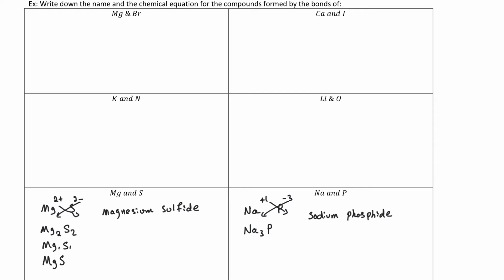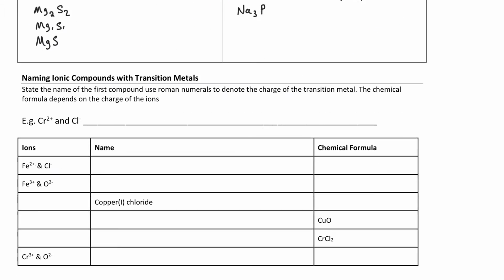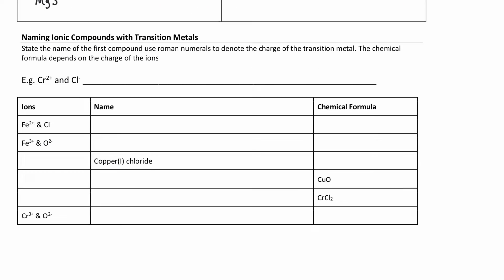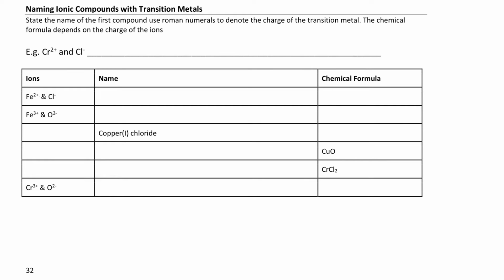10, 9, 8, 7, 6, 5, 4, 3, 2, 1. Alright, so now you can check your answers. You can pause the video, check it, and now we're going to move to the next section, which is naming ionic compounds with transition metals. So I'm going to move this up. And here's just the rules, so you can use the rules, and we'll go over some of the examples, and then you can try them out.